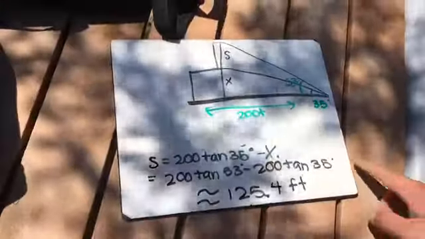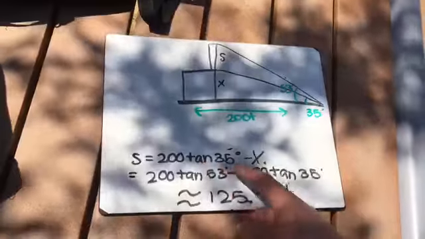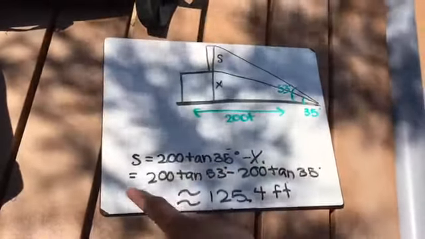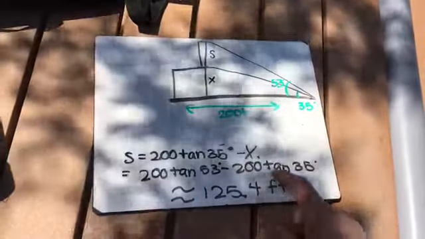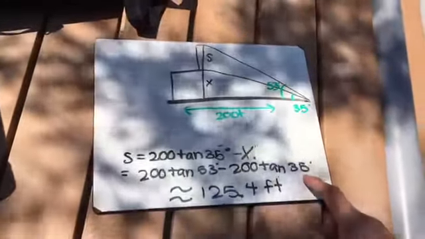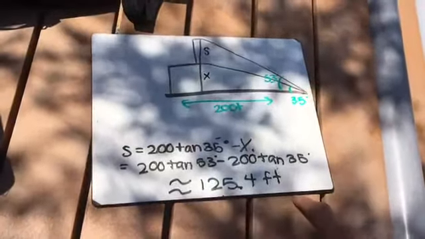Okay, now we're trying to find s. And s equals 200 tan 53 minus x, which equals 200 tangent 53 minus 200 tangent 35. Once you put that in the calculator, it's 125.4 feet, and that's s.